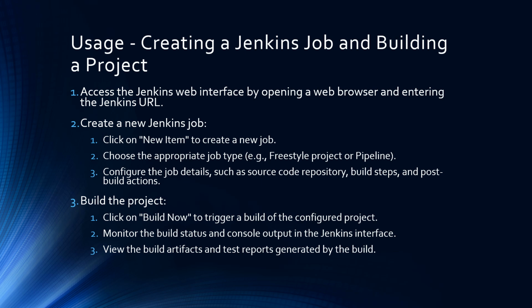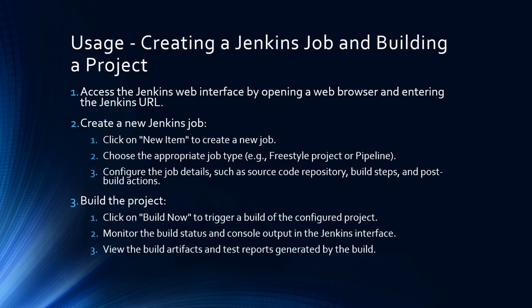When configuring your job, you'll need to specify various details such as the source code repository, build triggers, and build steps. Jenkins provides extensive configuration options, allowing you to customize every aspect of your automation process. This includes specifying when the job should run, what actions it should perform, and what should happen after the build completes.